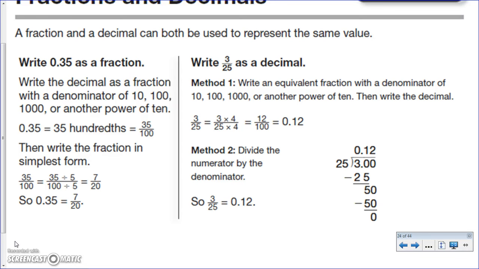Then 25 goes into 30 once, so they put the 1 above the first 0, subtracted the 25, and got a remainder of 5. So then they bring down the other 0, which makes it 50. So 25 divides evenly into 50 twice. So we put the 2 above the second 0, we subtract the 50, and we have no remainder. Sometimes you'll come across a repeating decimal, and we'll talk about what to do with those as we work through the sample problems today. But for most decimals, they are going to work out so you get a finite answer there. So either way, you get 12 hundredths equals 3/25ths.